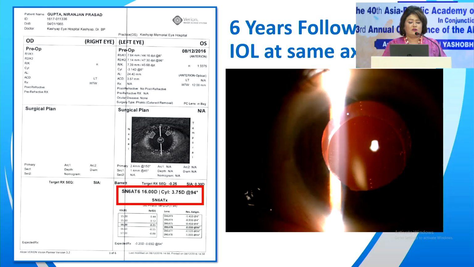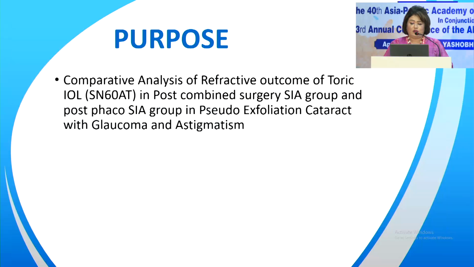And this is the Verion sheet 6 years back. And on the right side, there is a retroillumination slit lamp picture of the same patient in dilated situation. You can see the IOL is at the same position. Actually, the main important thing is we have calculated Phaco Trab SIA in our hand. Mind you, I am stressing Phaco Trab SIA, and we put Phaco Trab SIA in all our situations.